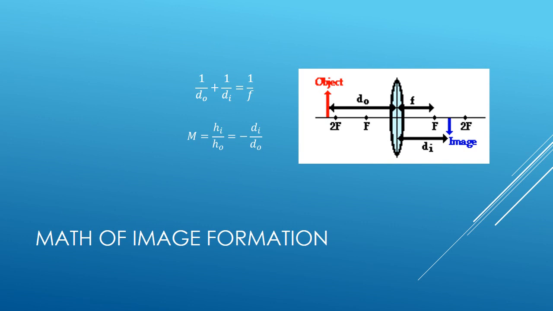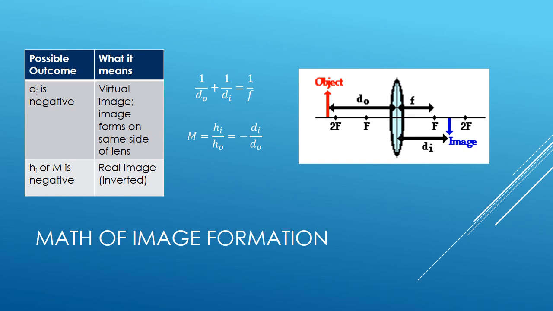And as you guys may have noticed, the closer your object is to the lens, the farther the image gets away from the lens, and also the larger it gets. So that's how those equations work out. So now let's see them in action.